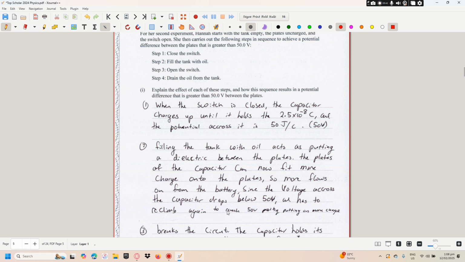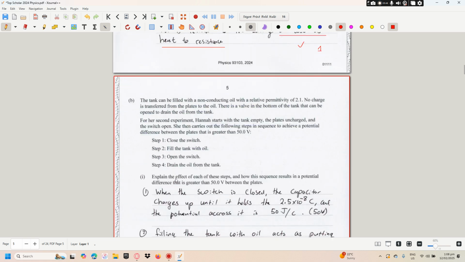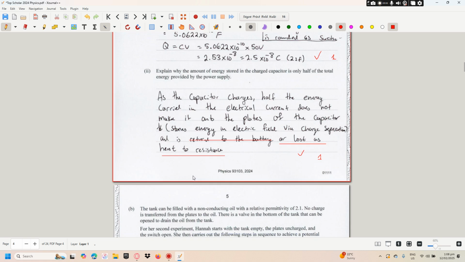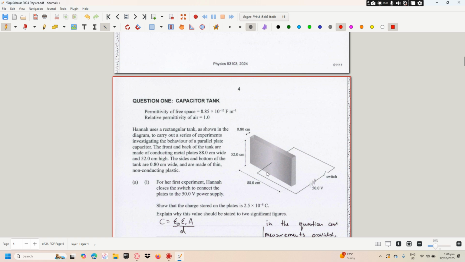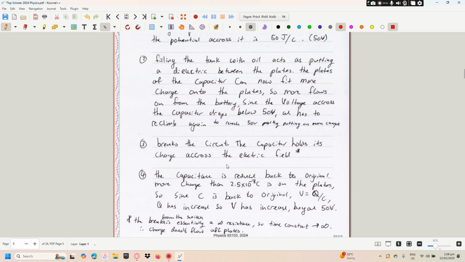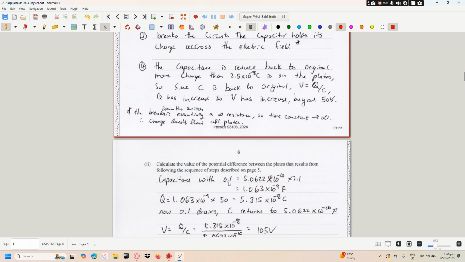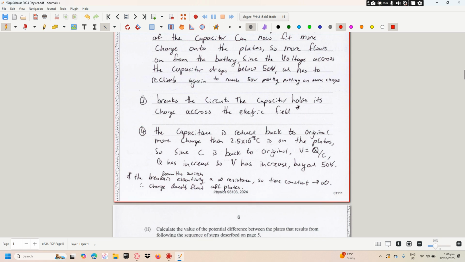And it has to reclimb again, so it's charging up to 50 volts again, and that's putting more charge on it. Now, when you open the switch, the circuit gets broken. Like you can see, it's not connected here. Now, there's still 50 volts across the capacitor, and it will hold its charge.